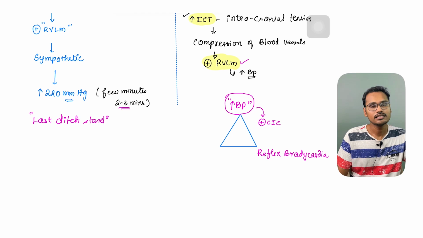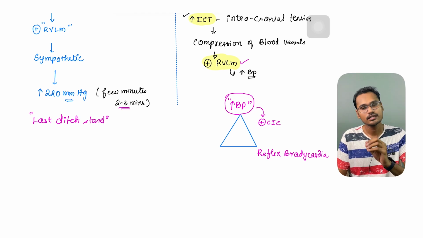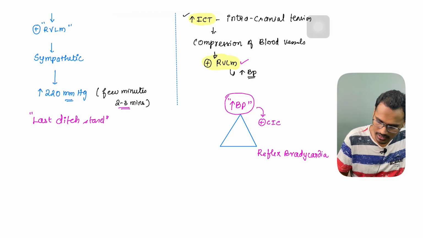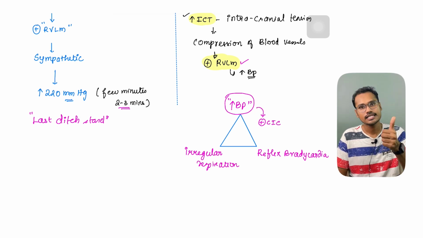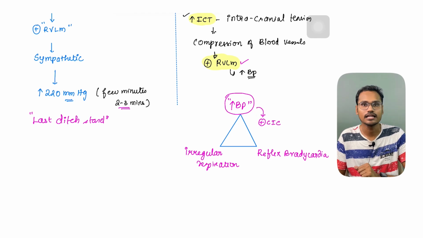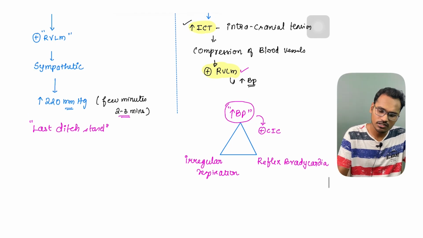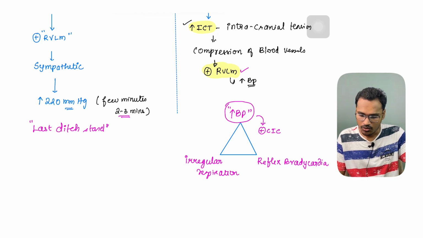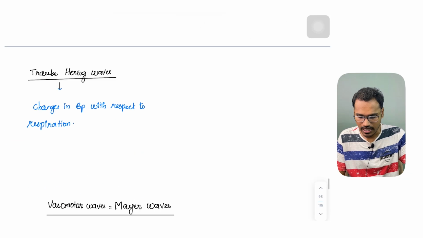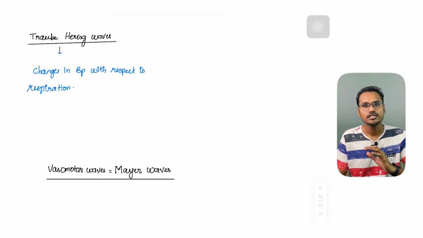And not only that, the respiratory centers are also located in the medulla, so there will be an irregular respiration. So this is the triad of Cushing reflex: increase in BP, reflex bradycardia, and irregular respiration. So this is all about the short-term regulation, wherein we saw baroreceptors, then chemoreceptors, and CNS ischemic response. Then there are two different forms of waves which can happen because of the fluctuations in the BP.